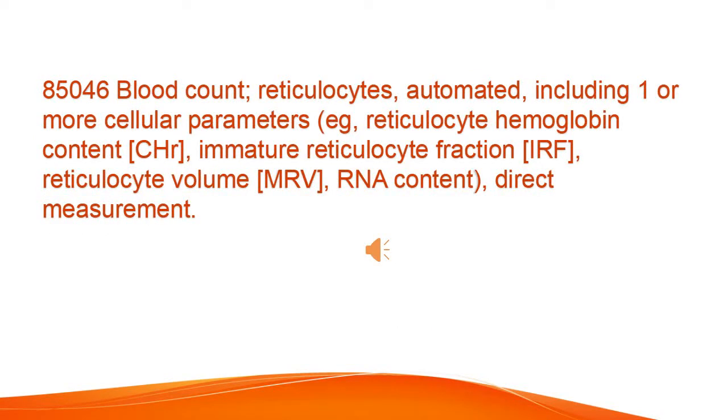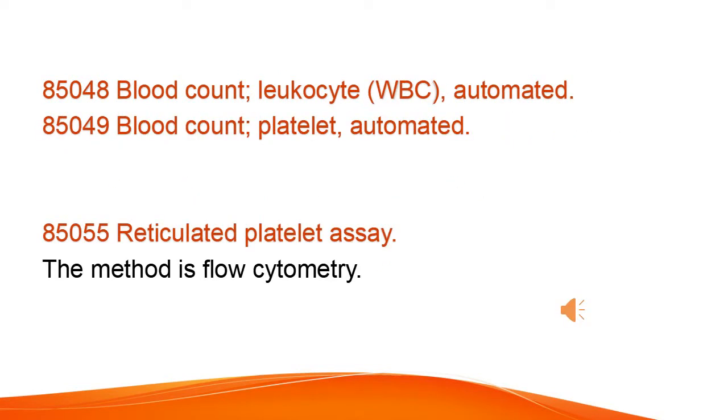Blood count, reticulocytes, automated, including one or more cellular parameters, e.g., reticulocyte hemoglobin content CHR, immature reticulocyte fraction IRF, reticulocyte volume MRV, RNA content, direct measurement. Blood count, leukocyte, WBC, automated. Blood count, platelet, automated. Reticulated platelet assay. The method is flow cytometry.